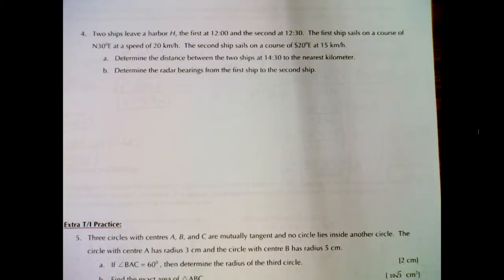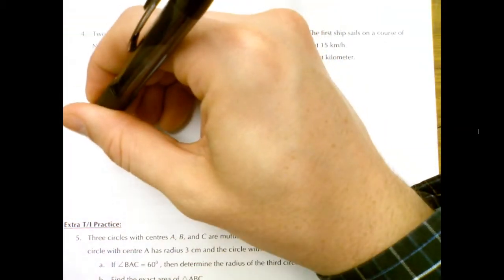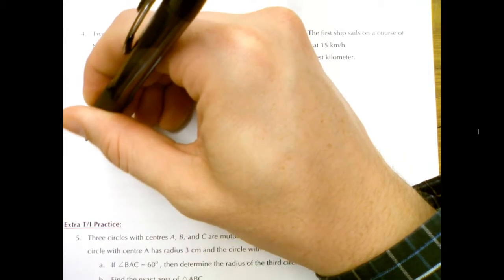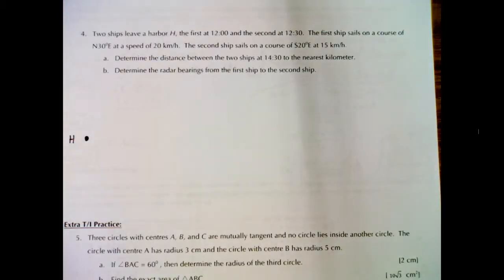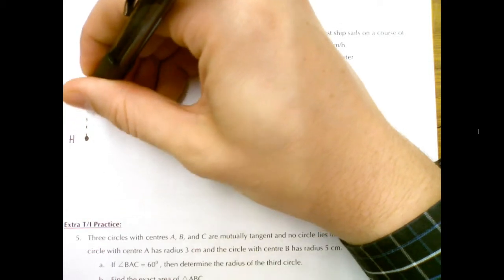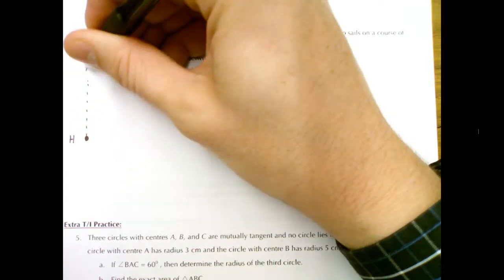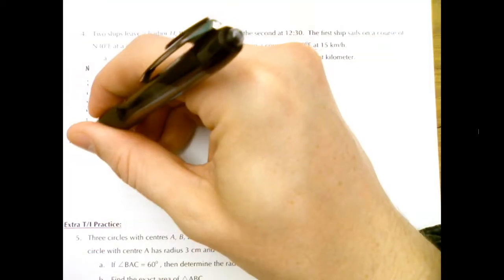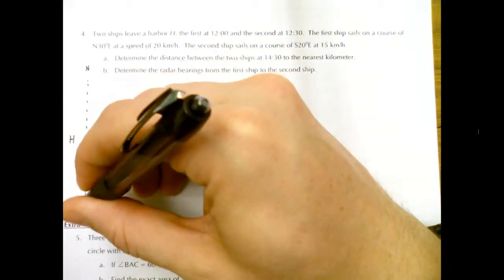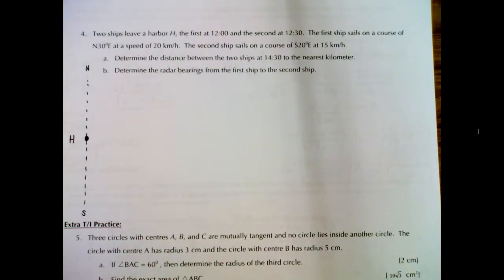So we're going to start by drawing a diagram, and we're going to start by placing our harbor. And we can place a harbor anywhere. I'm just going to put it as a dot here in the middle. And I label it H. Now from H, I'm going to show the direction the two ships are going. The first ship is going north 30 degrees east. So from the harbor, I'm going to label north. And label south.